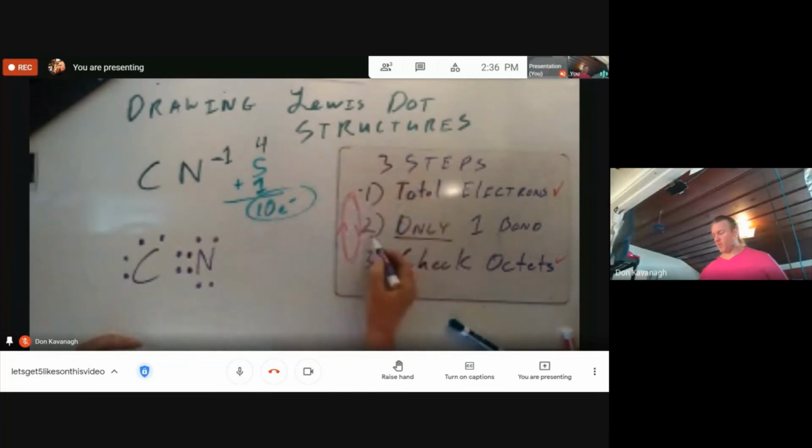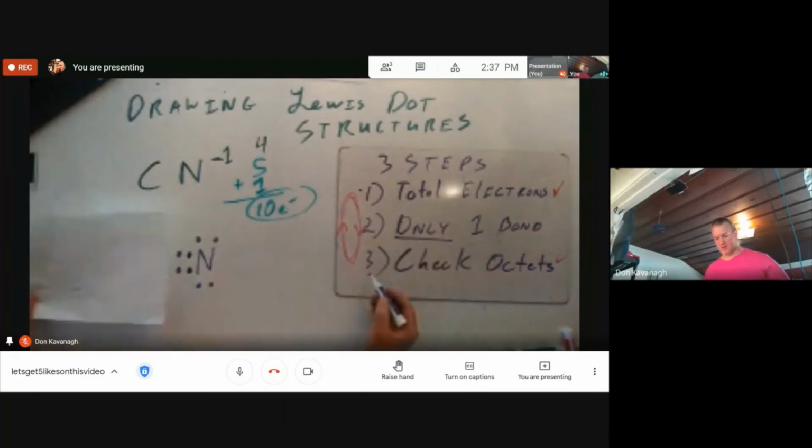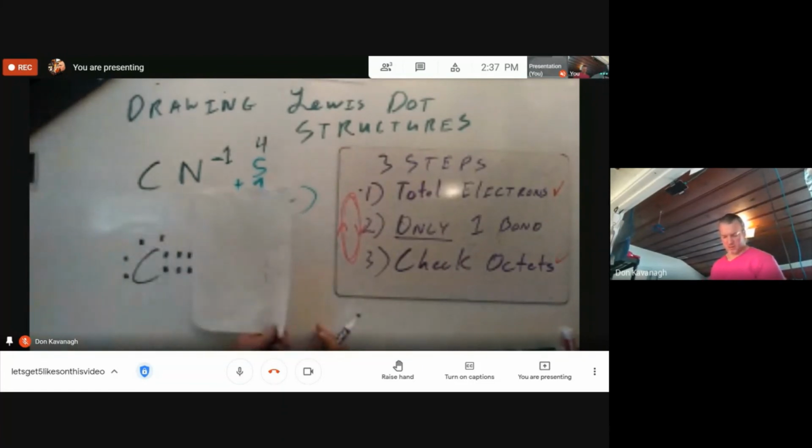I'm going to make one more bond in between them. Only one bond at a time because this isn't a race. Now I'm going to check my octets again. 6, 7, 8, 9, 10. I'm going to erase 2 more. So now this nitrogen has an octet. This carbon here, I can erase 2 of them. So now this carbon has an octet.